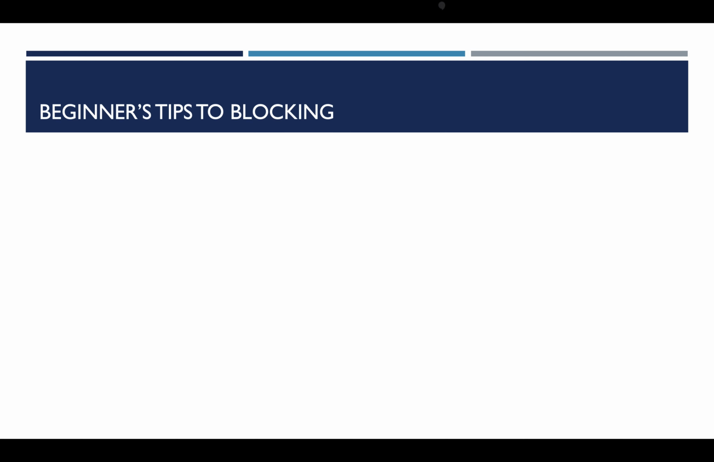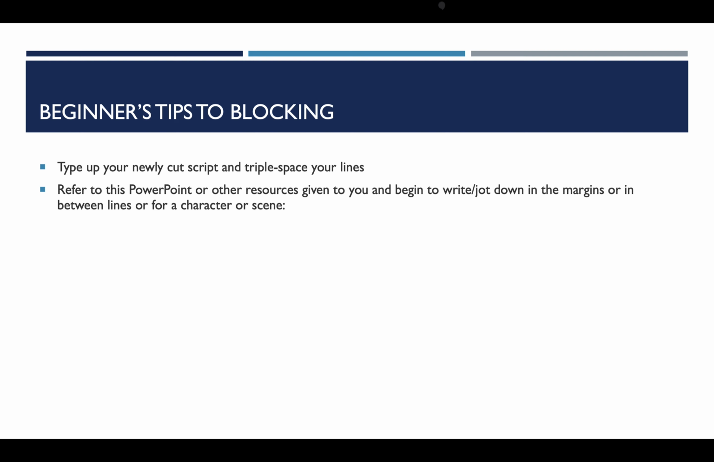Awesome. So we just went over things that you shouldn't be doing. Now, here are some beginner's tips to actually getting started with your blocking. First, you should type up your newly cut script and triple space your line. It's super important that you triple space because that gives you enough space to write in between and in the margins. Refer to this PowerPoint or the other resources given to you, right?